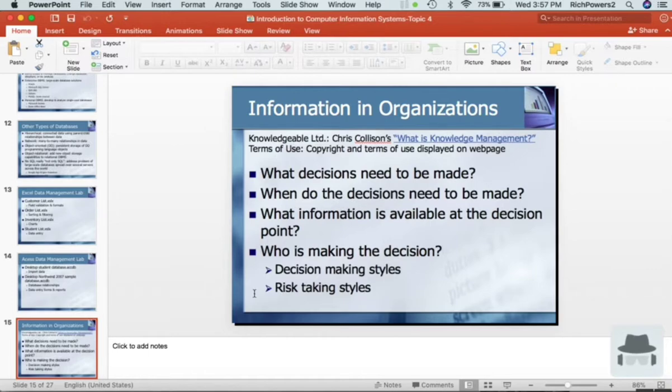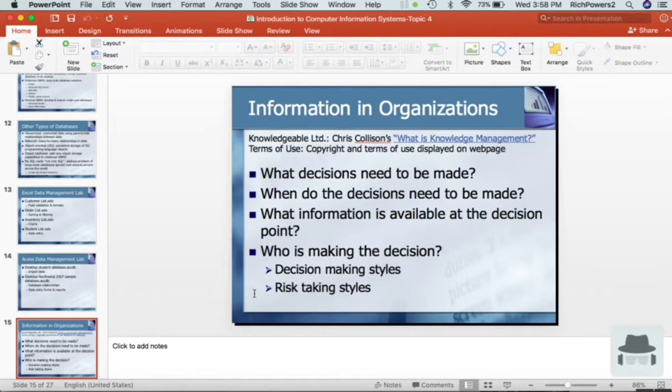Any organization of any type really needs to understand what types of decisions need to be made. When do they need to be made? And then the question is, on what basis do you make that decision? So it's a question of what information is available, and then who makes the decision. Some organizations will move very quickly and do very fast in terms of their decision-making styles. Other organizations will be much more meticulous. It really depends upon the culture and the way the organization operates. What is the position on risk?